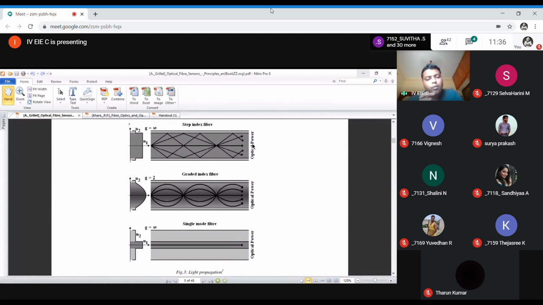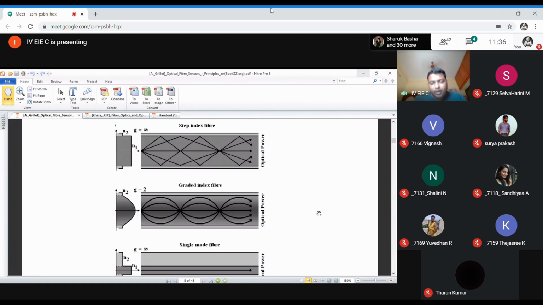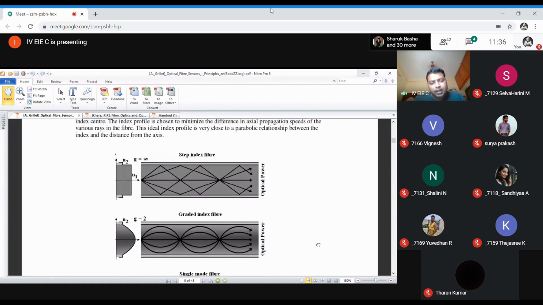In a single mode fiber, the light ray travels in a straight line. Very simple. So we are going to set that aside, and see only step index and graded index fibers now. In a single mode fiber, the light ray travels in a very straight line through the axis, so I'm going to keep that apart.